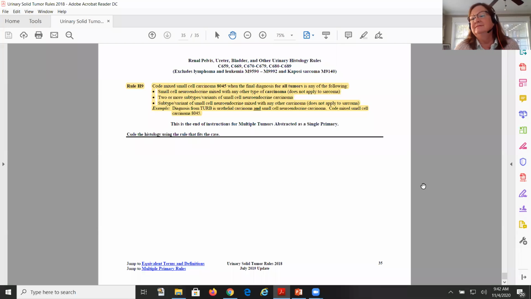Will you define contiguous versus non-contiguous and discontiguous, synchronous versus non-synchronous tumors? Okay, well, discontiguous is just multiple tumors that are not a single tumor. And synchronous would be tumors that occur at the same time. Non-synchronous would be tumors that occur at separate times.